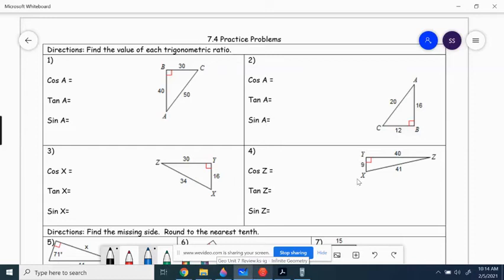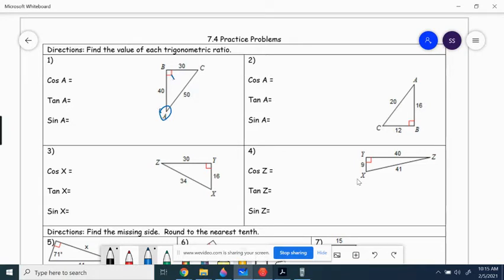Okay, this is 7.4 trig ratios practice problems. So let's get started here with number one. We need to find the value of each trig ratio. So it looks like for number one, we're looking at angle A here. So we should definitely label our sides.